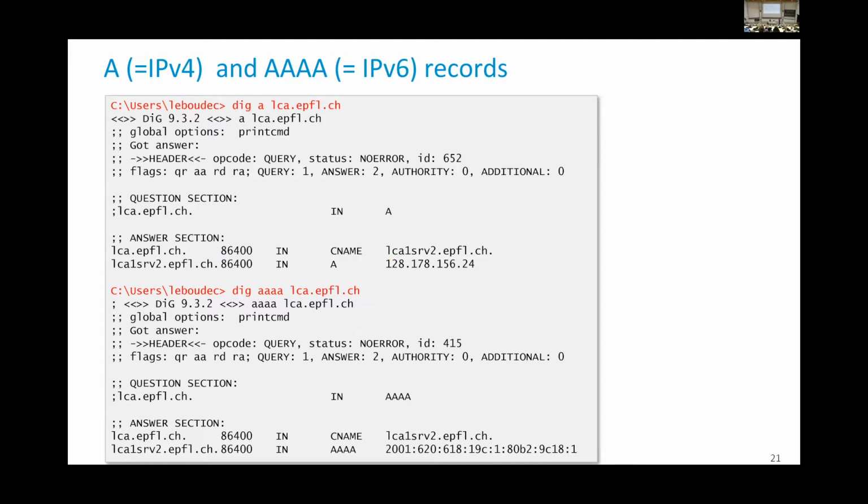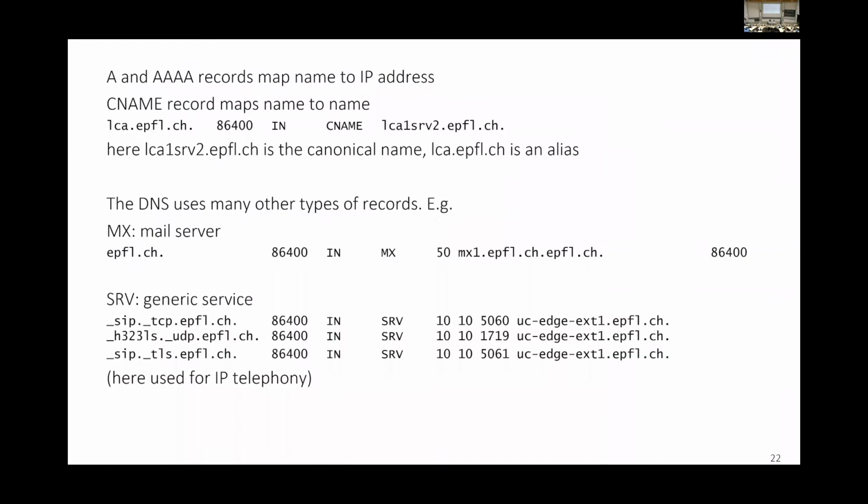The DNS is used also for application-specific records. For example, IP telephony uses the DNS to find what is the IP address that corresponds to someone's number. The mail system uses the DNS to find where is the IP address of the email server that serves a certain email address, and zillions of other things here.